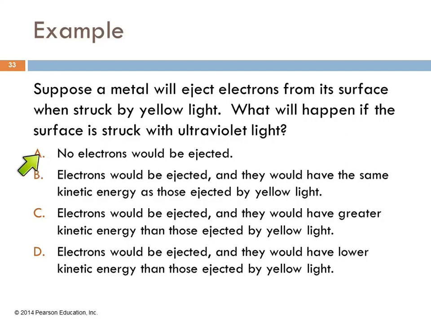A, no electrons would be ejected. B, they would be ejected, but they would have the same kinetic energy as those ejected by yellow light. C, they would be ejected and have greater kinetic energy than yellow, or they would have lower. C. It's C. Electrons would be ejected, they would have greater kinetic energy. So even though the electron has more energy, it still pays the same price to the binding energy to get out. The kid who has more money going to Disneyland does not pay more to get into Disneyland than the kid who has less money. But there's this level.